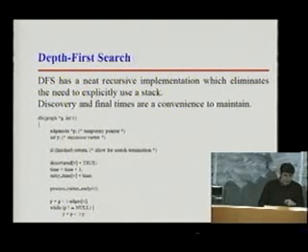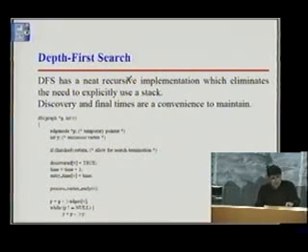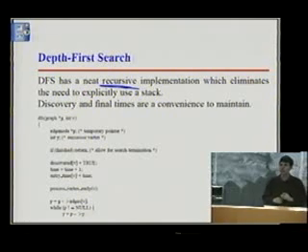So what does a depth-first search procedure look like? For breadth-first search, we stuck things on a queue, and we had to explicitly call enqueue. One of the nice things about recursion is that recursion naturally uses a stack to keep track of all the procedure calls that you do.